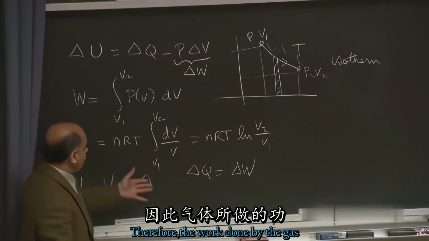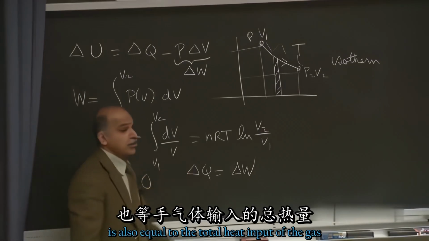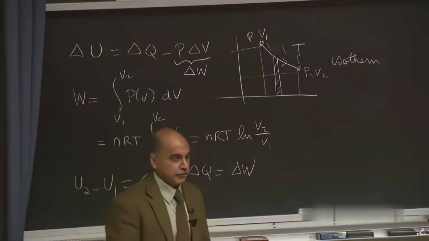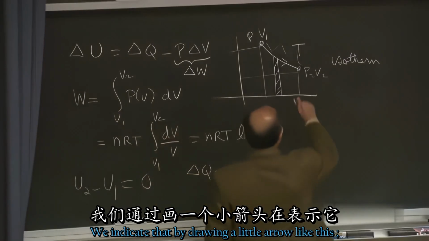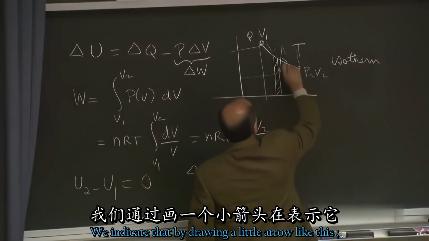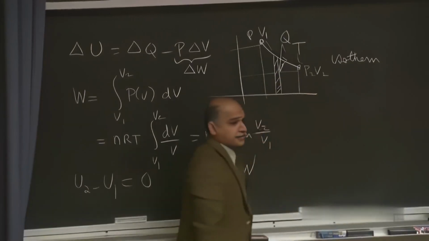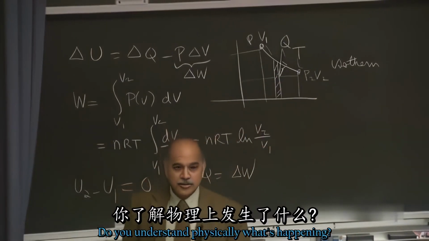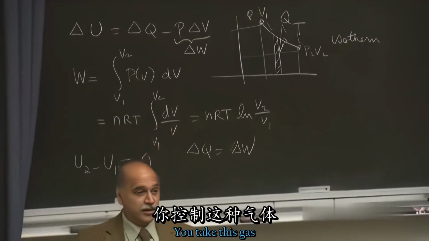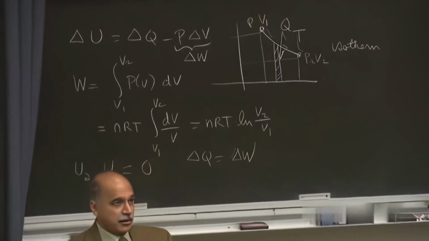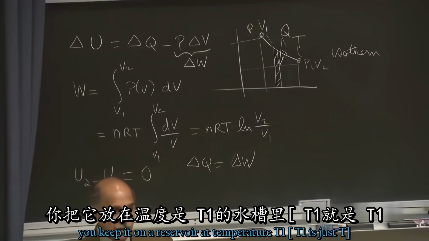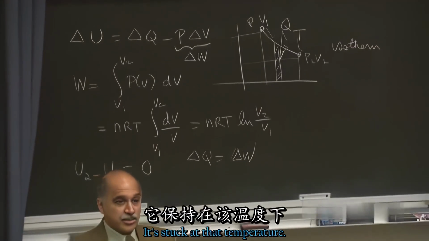Therefore, the work done by the gas is also equal to the total heat input to the gas. We indicate that by drawing a little arrow like this. It's just the way we like to show the heat flows into the gas. So do you understand physically what's happening? You take this gas, you keep it on a reservoir at temperature T1. It's stuck at that temperature.